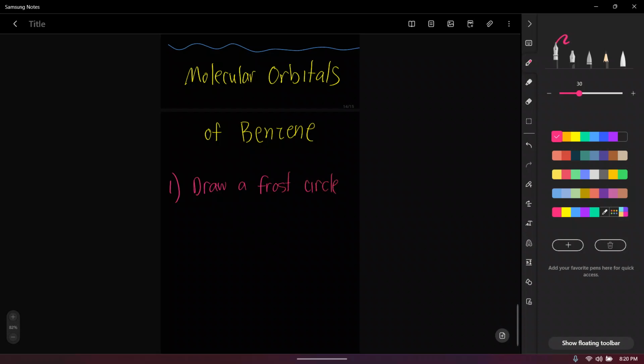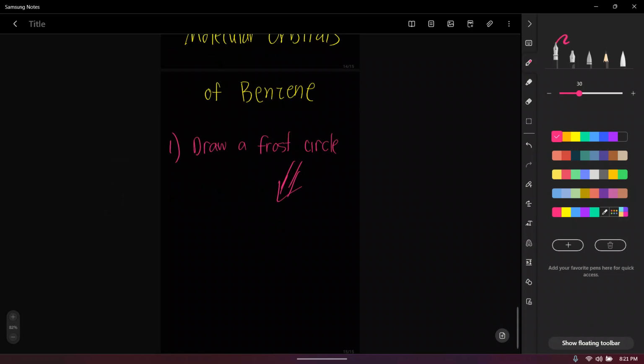Okay. So, what is a Frost circle? So we have to talk about what a Frost circle is. A Frost circle is going to help you figure out where the molecular orbital energies are. A Frost circle doesn't tell you what the orbitals look like, but it tells you how energetic they are. And that's going to be very, very important to explaining the stability of something like benzene.